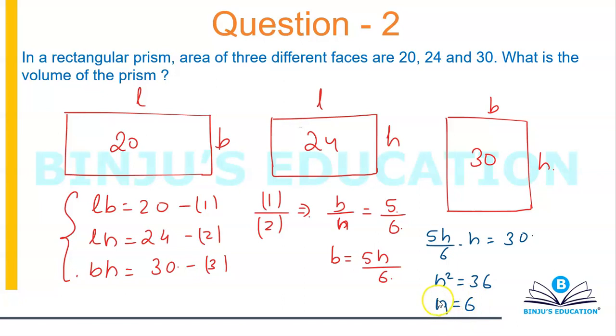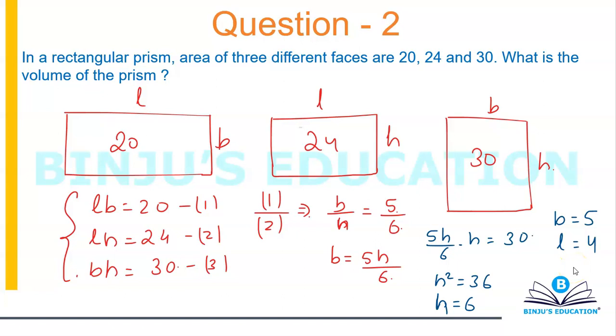Now we can't take it to be negative 6, for the fact that it's height, it's a dimension, it can't be negative. Okay, so h is 6, which will give you B as 5, and once B is 5, then L is 4. So we have all the three dimensions.